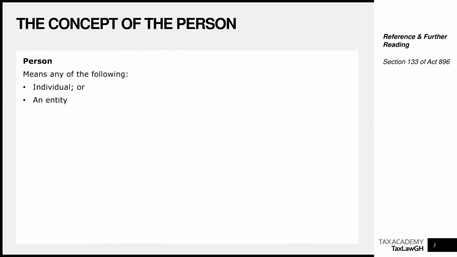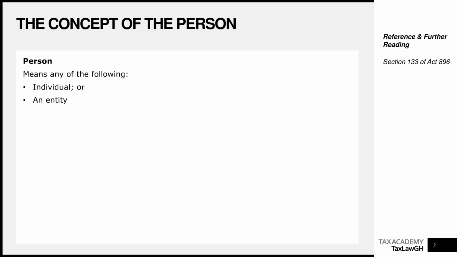The very first concept we'll look at is the concept of the person. What does the term person mean in tax? In income tax, when we say a person, it could mean one of two things. It could either mean an individual or an entity. What you and I know a person to be is not the same as when we say person in tax.